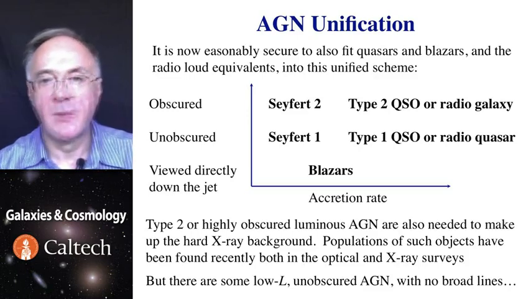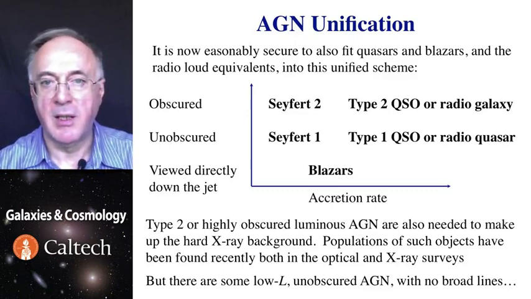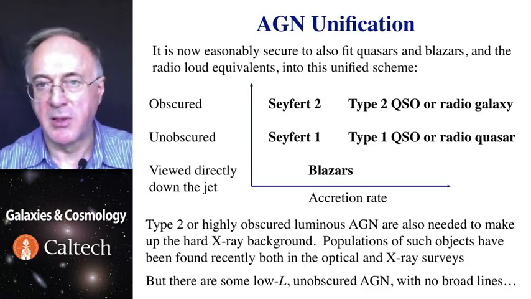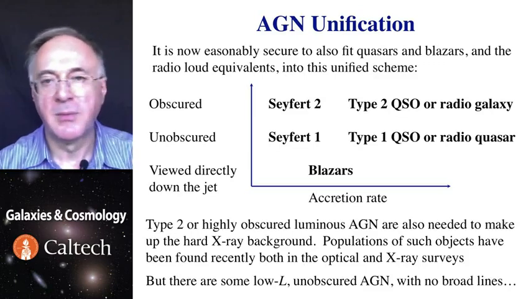There are, however, some very low luminosity active nuclei where there is no obscuration, and yet there is no broad emission line region. So there, more complex things are going on, and there are theoretical models that explain those.